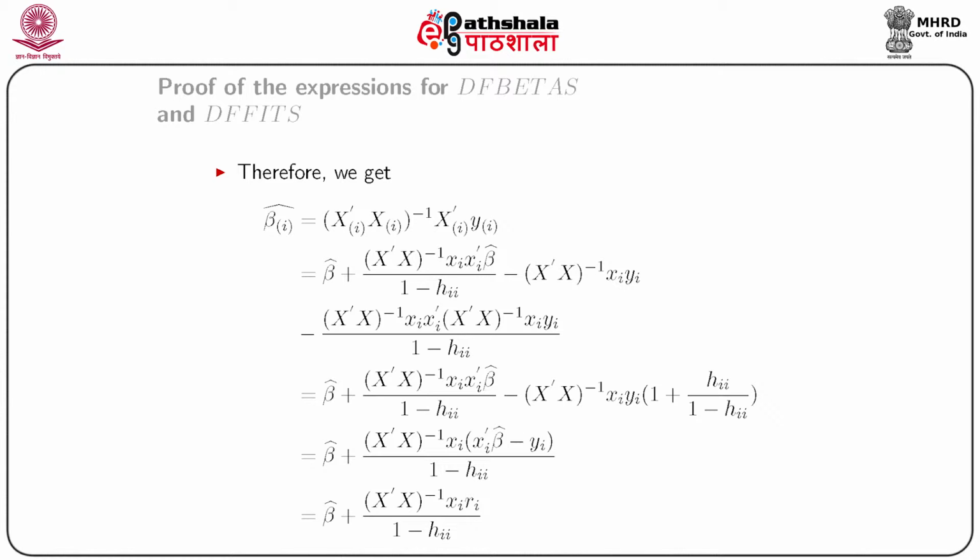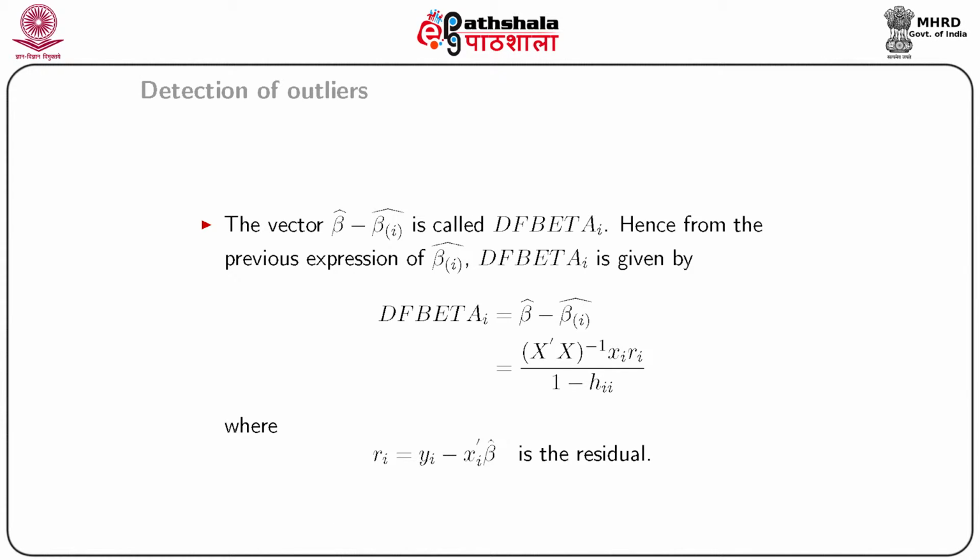Thus, we can write beta subscript i hat equals beta hat plus (X prime X) inverse x_i times (x_i prime beta hat minus y_i) divided by 1 minus h_ii. And from the definition of residuals, we know that x_i prime beta hat minus y_i is r_i, where r_i is the residual. Thus, beta subscript i hat equals beta hat plus (X prime X) inverse x_i r_i divided by 1 minus h_ii. The vector beta hat minus beta subscript i hat is called DFBETA.